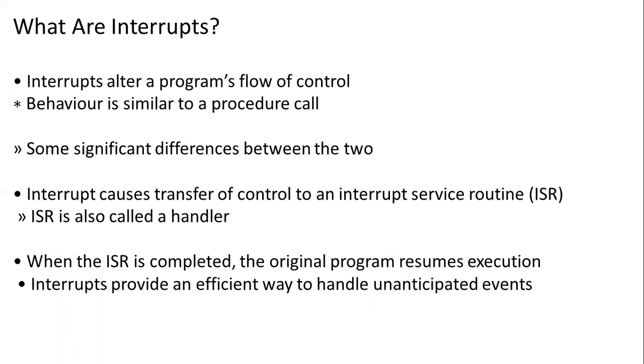So let's start with what an interrupt is and what the different types of interrupts are. Interrupts, as I told you, alter a program's flow of control. Whatever the flow of a process is, you stop that, you alter that, you interrupt that, or in simple words, you disturb that. That is called an interrupt or simply interruption.